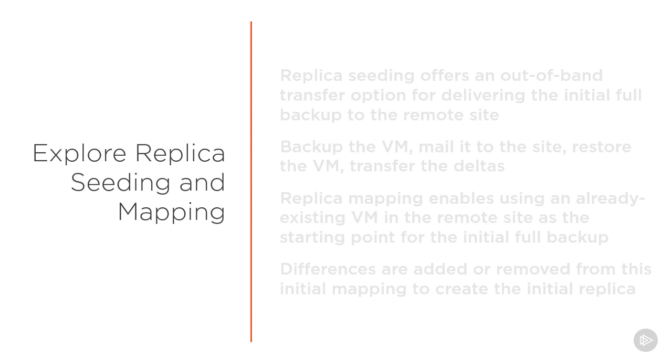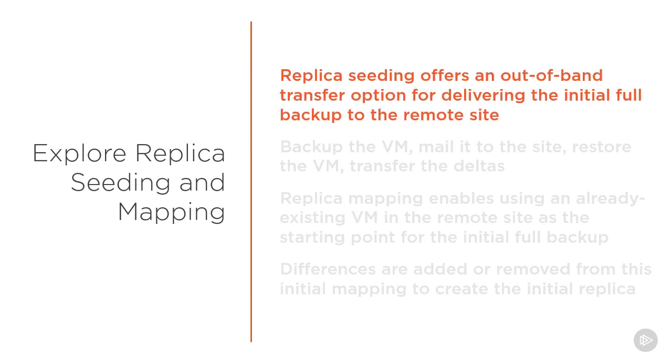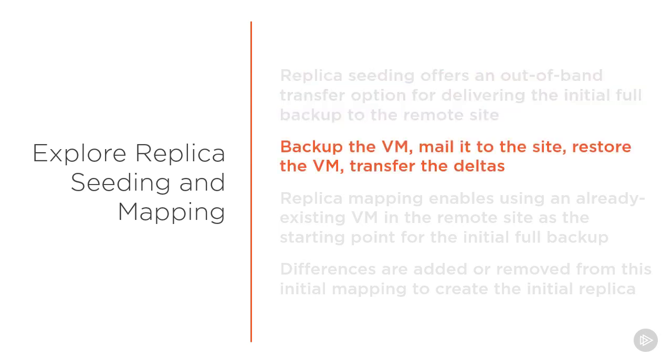In some circumstances, though, your wide area network link is maybe not good enough to support that in any reasonable time frame. And so for this, we have some options in replica seeding and replica mapping that we can use to kind of cheat around actually having to send that content over the wire to that remote location. The first of these is replica seeding, which offers an out-of-band transfer option for delivering that initial full backup to the remote site. Now, this out-of-band transfer option is essentially mailing it to that remote location.